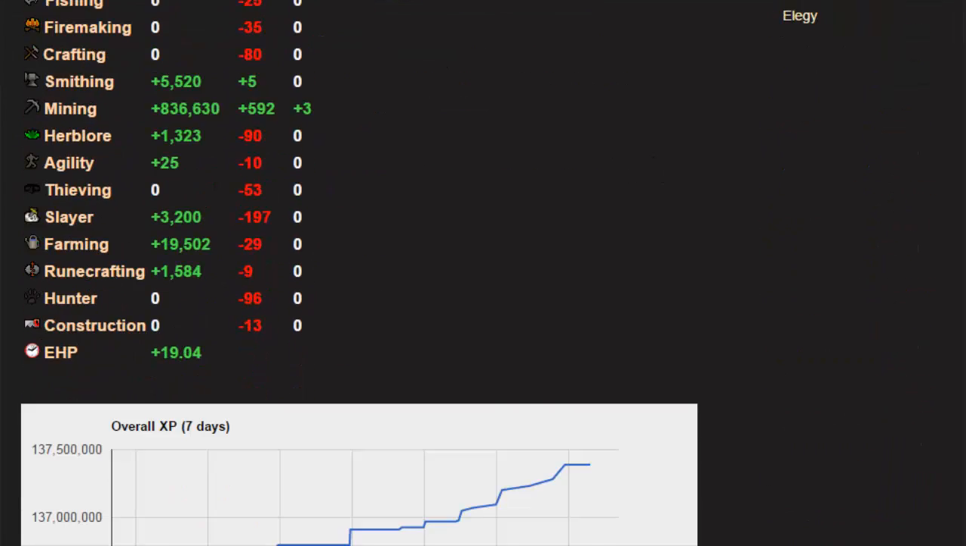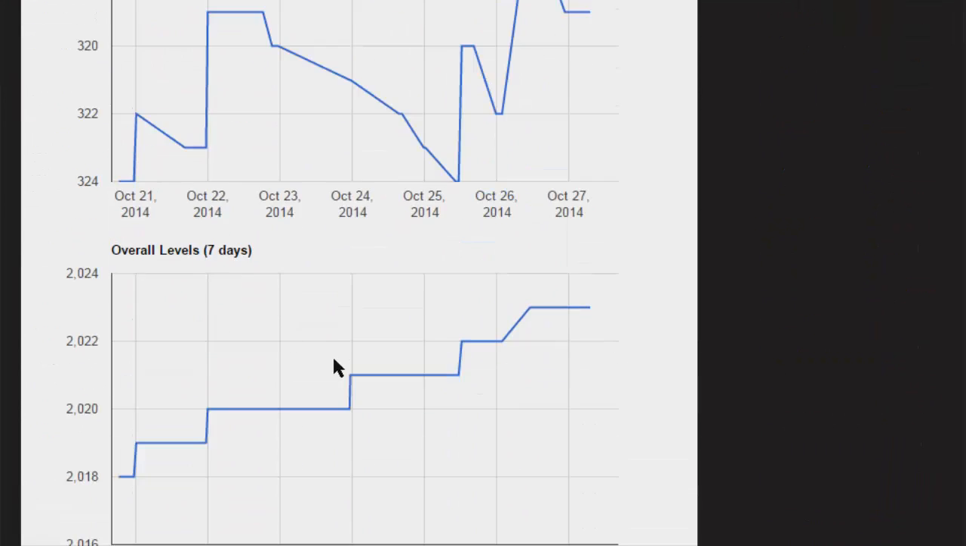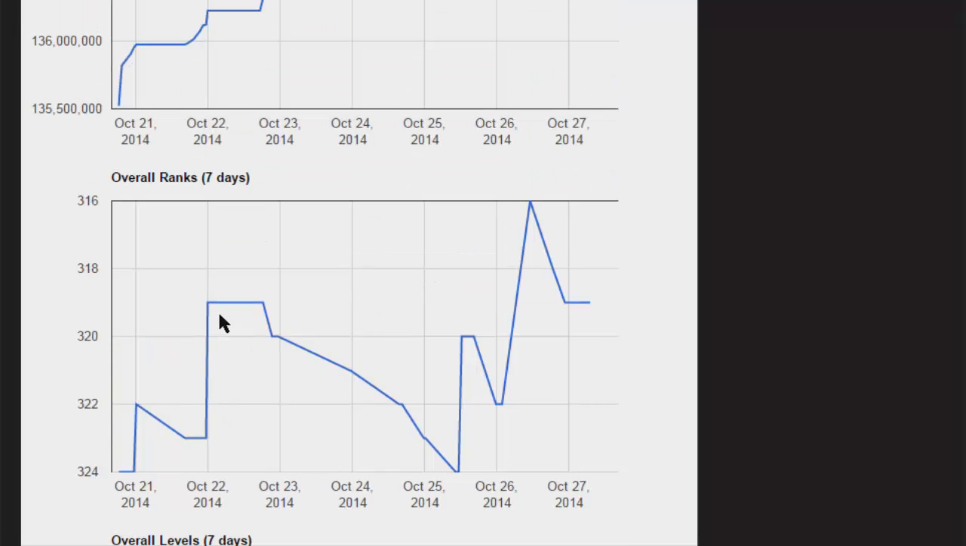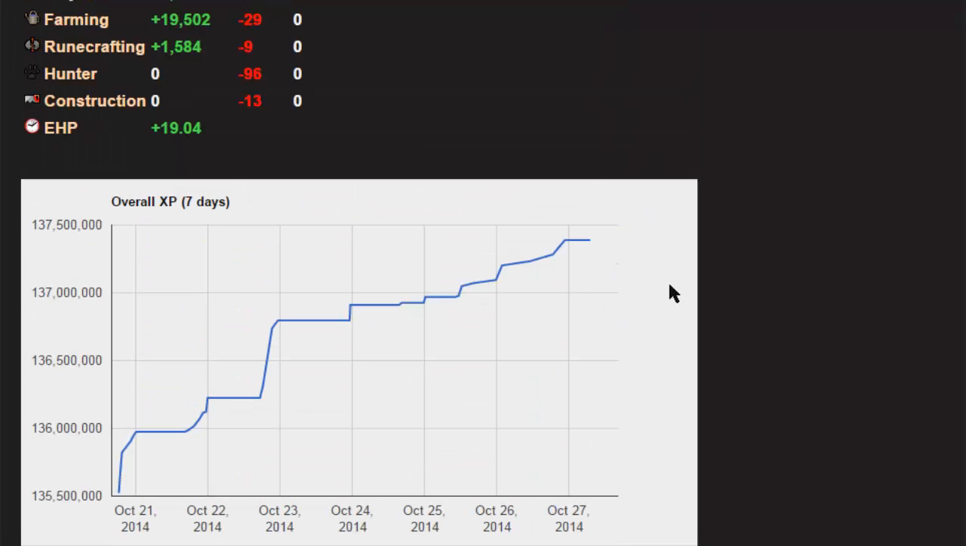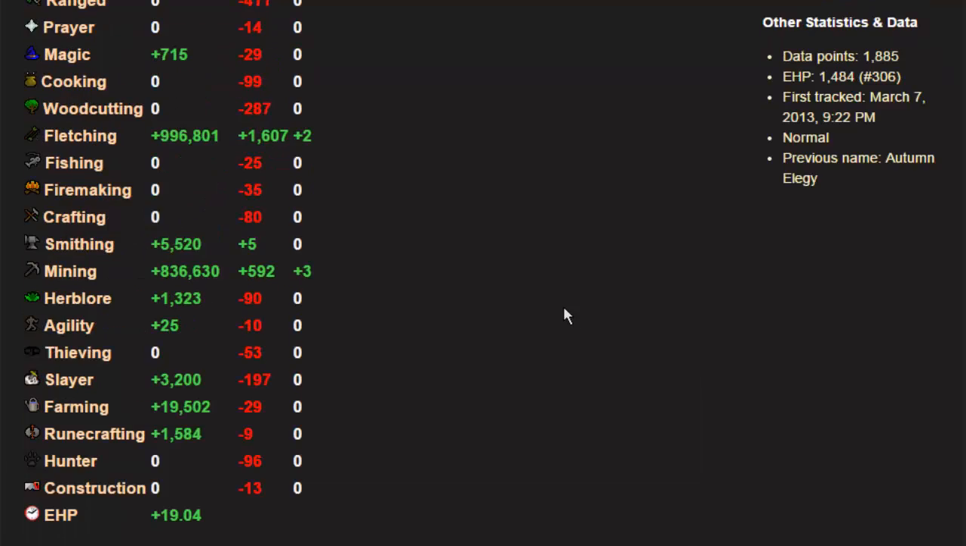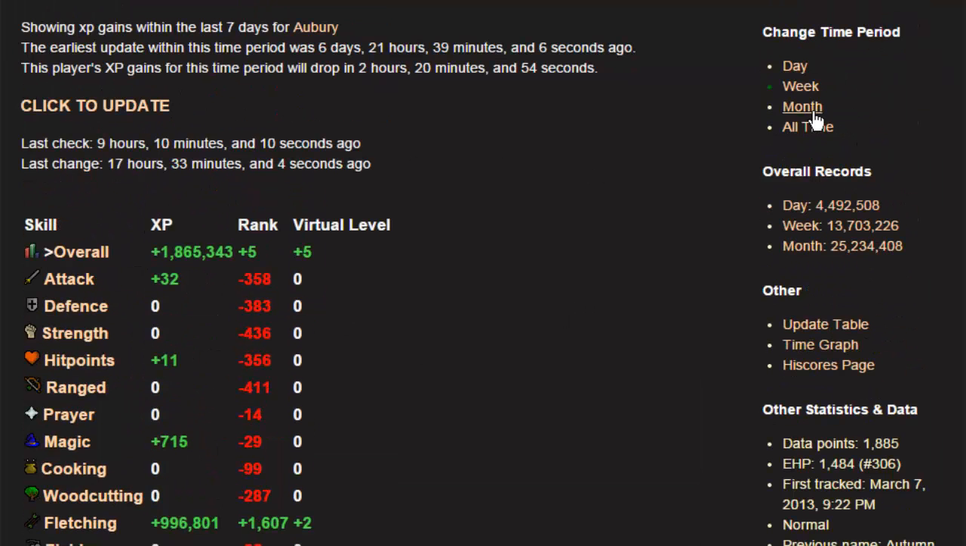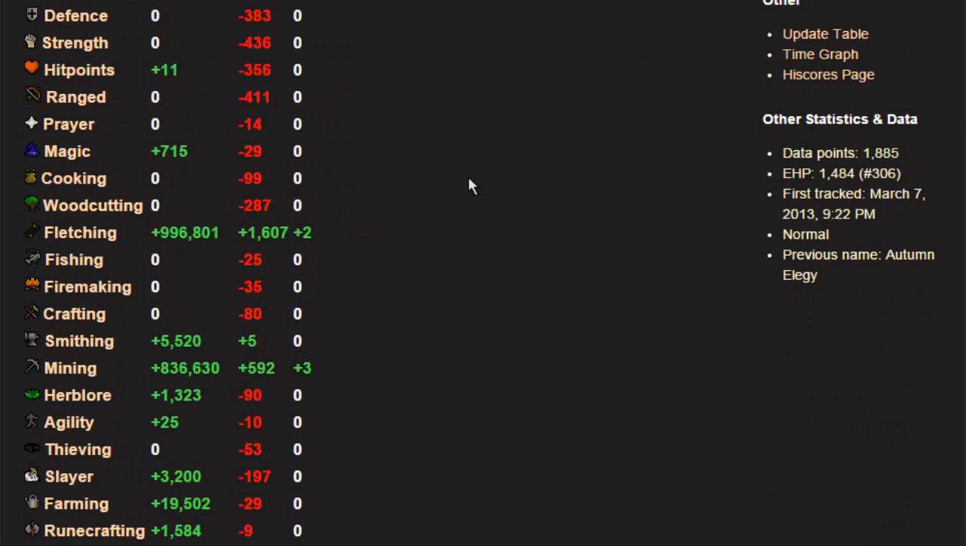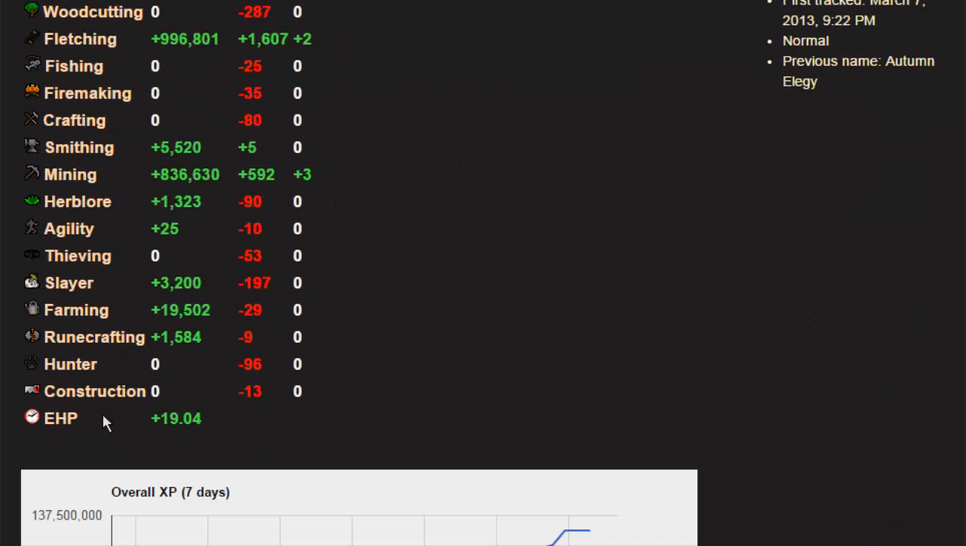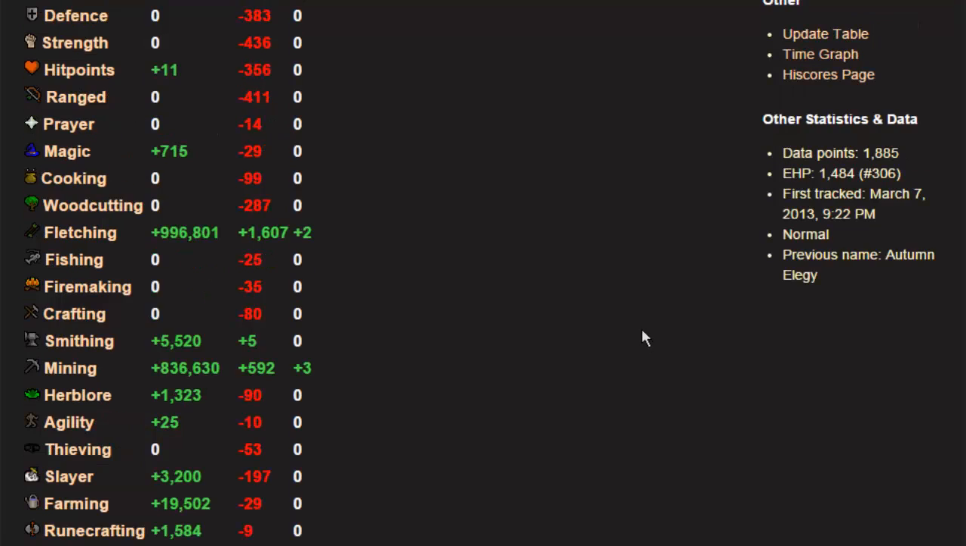This is what an account page will look like for all your different data. You have graphs down here for your level gains, your rank gains, your XP gains. And right here you can see how much XP I've gained in each skill in the past week. You can change it to a day, month, and all time. And down at the bottom you have EHP. And EHP stands for Efficient Hours Played, and it's based on calculations done by the creators of the site.